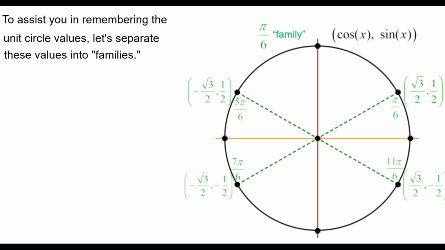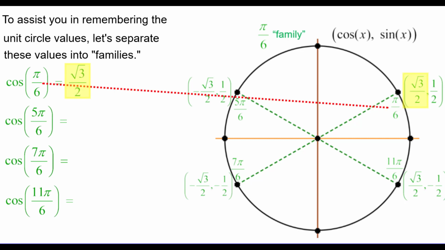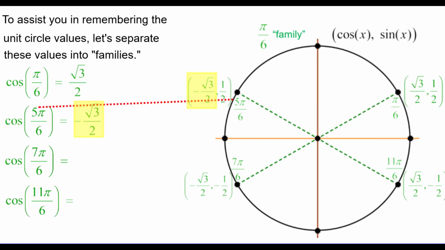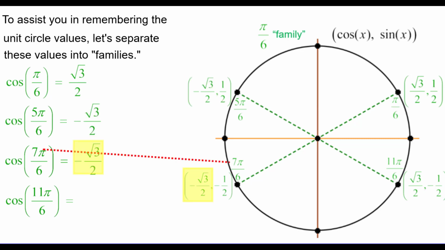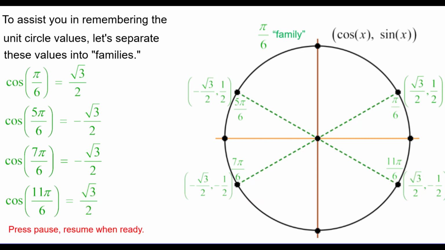The pi over 6 family, these are the 5 values. Press pause, resume when you're ready. Cosine of pi over 6 is radical 3 over 2. Pi over 6 lands here in the first quadrant. It's positive, radical 3 over 2 is the first coordinate. Cosine of 5 pi over 6 is negative in the second quadrant, negative radical 3 over 2. In the third quadrant, negative radical 3 over 2. And the cosine of 11 pi over 6 in the fourth is positive radical 3 over 2. Press pause, resume when you're ready.